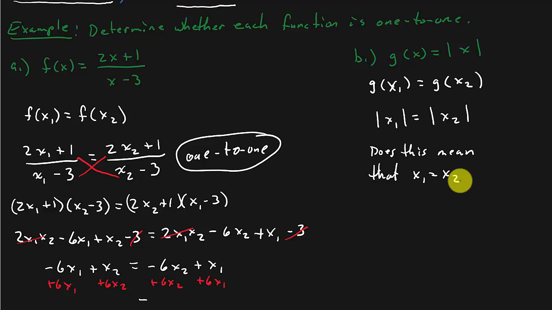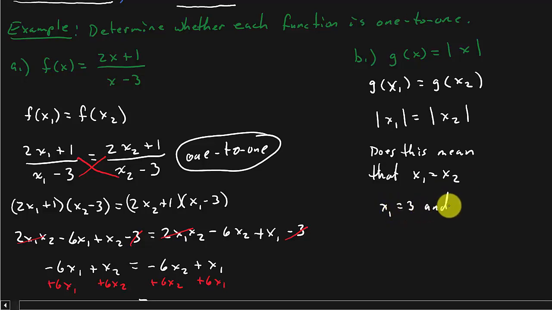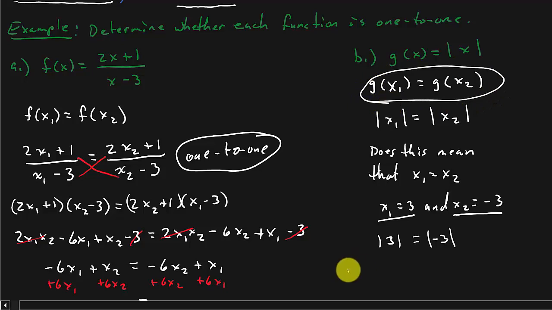Well, what if x1 is equal to 3 and x2 is equal to negative 3? What if we have that? Well, then if that's the case, then we would have what? The absolute value of 3, I'm plugging it into here, and we have the absolute value of negative 3. Are these the same? Yes. These are the same. Absolute value of 3 is 3. Absolute value of negative 3 is 3. But you can see that x1 and x2 are not the same. But I did get the same when I did this. So this means not 1 to 1.